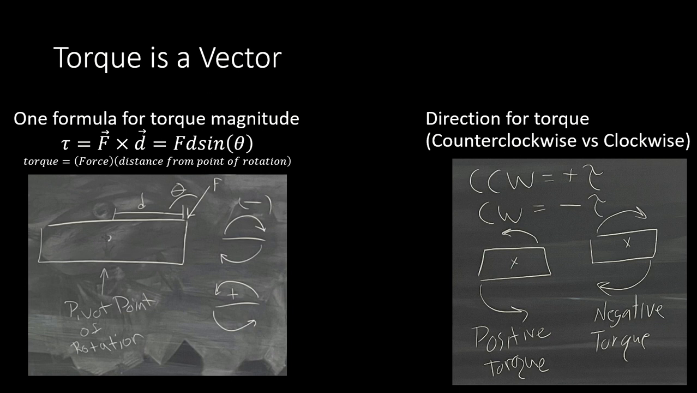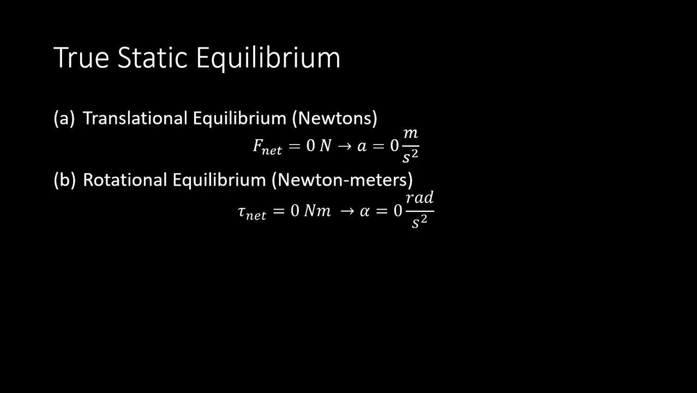And then when it comes to vector addition, we could just add up all of our torques together, with the positives and negatives accounting for the direction, when we get into our net torque. True static equilibrium is just when the sum of forces on an object equals 0 and the sum of torques adds up to 0. In other words, translational equilibrium, in newtons, the net force equals 0 when the net acceleration equals 0 meters per second squared. Rotational equilibrium, in newton meters, is when the sum of the torques equals 0 newton meters, which is true whenever the angular acceleration is 0 radians per second squared.